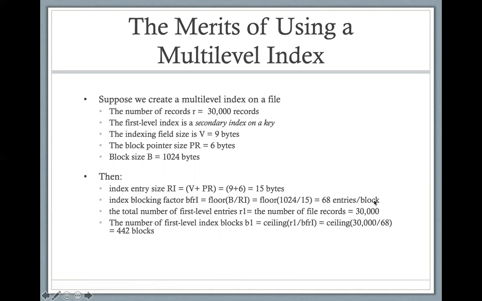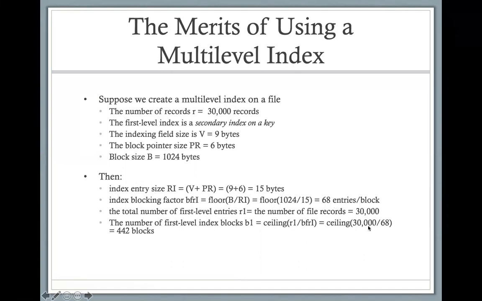For the first level index, how many blocks do I need? It's easy. All I have to do is say, how many entries do I have in the first level index? Since it's a secondary index on a key, I have an entry per record. So I would have 30,000 entries. I have 68 entries per block.